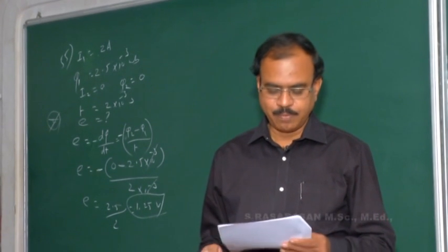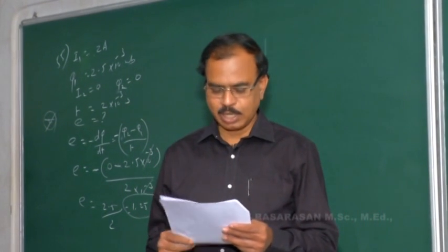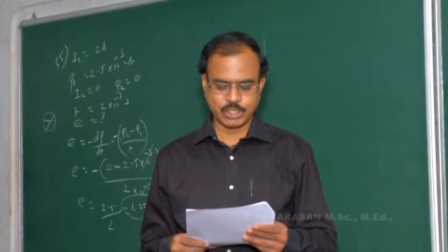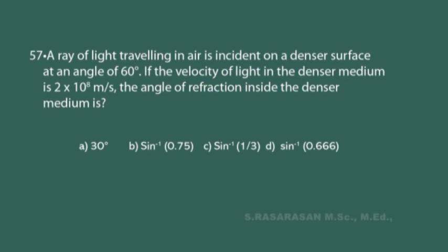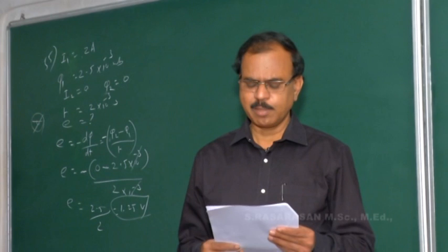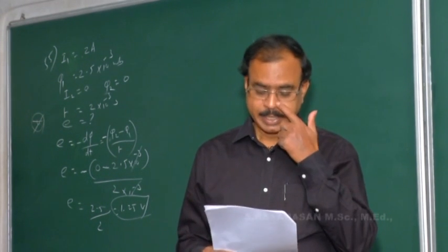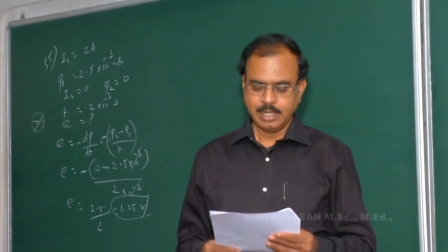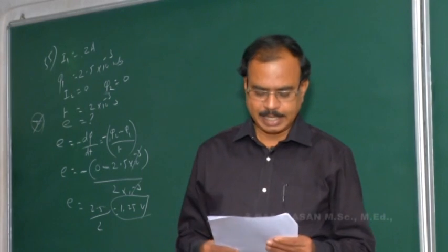Let us pass on to 57. Yes, a new concept about light. A ray of light traveling in air is incident on a denser surface at an angle of 60 degree. If the velocity of light in the denser medium is 2 × 10⁸ meter per second, the angle of refraction inside the denser medium is dash. Little bit confusing. Repeat.